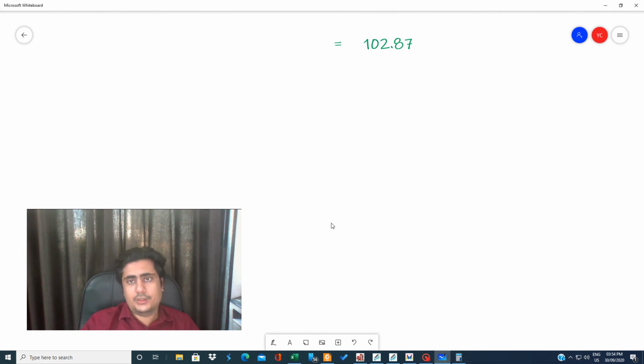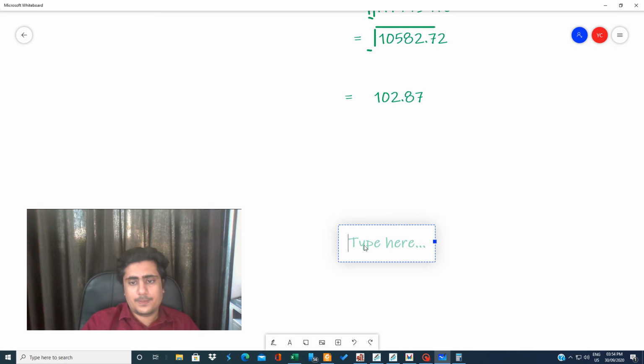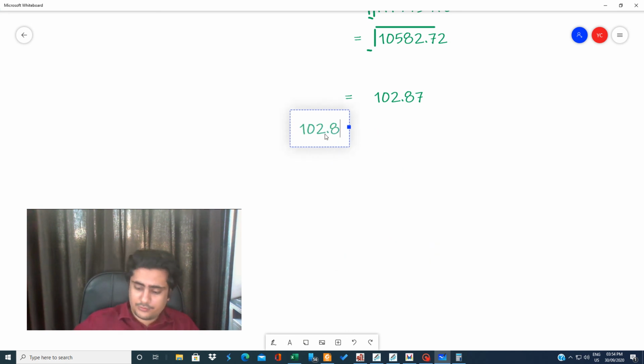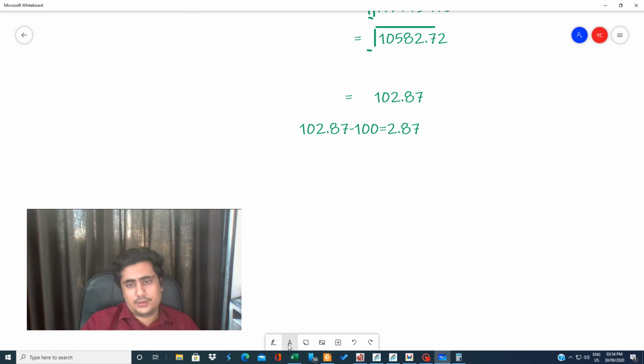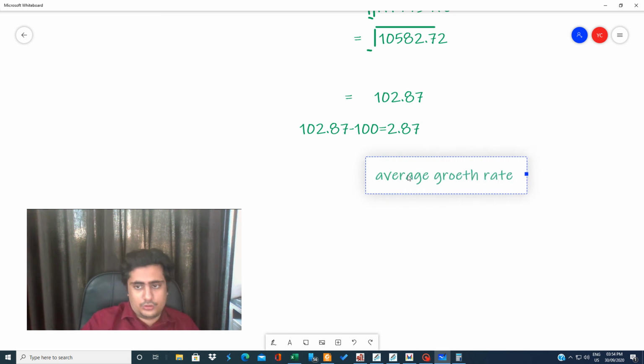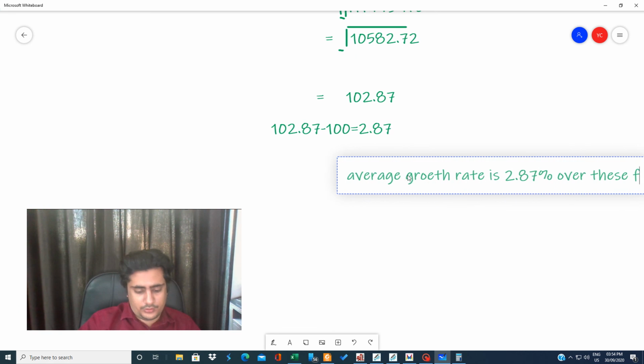Now you want to find average growth rate. See this 102.87 is, I told you, the main value. You have to subtract 100 from this. 2.87. So your average growth rate is 2.87% over these years.